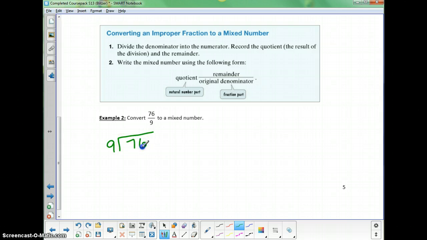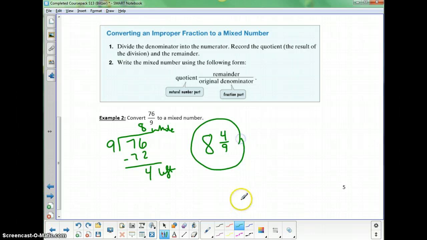So I'm going to start with 9 goes into 7 0 times, 9 goes into 76 8 times. That's 72, so when I subtract them, I'm left with 4. We went 8 whole times with 4 left over. So this would be the mixed number 8 and 4 left out of 9. Okay, so that's the mixed number.